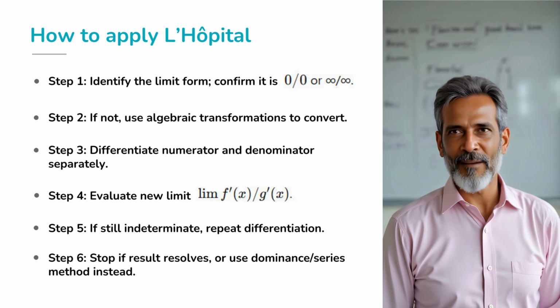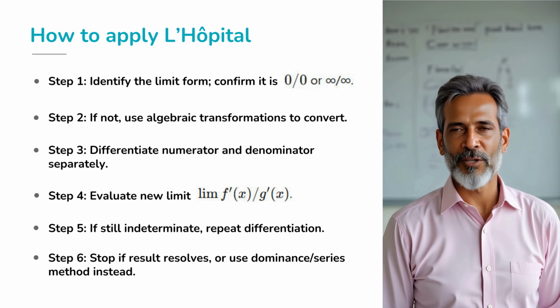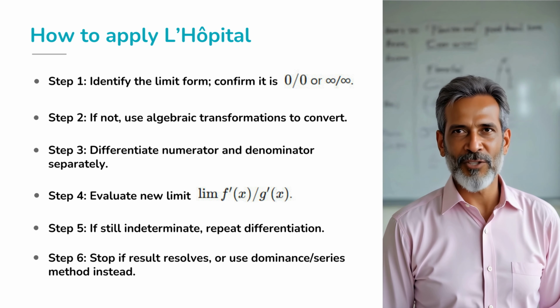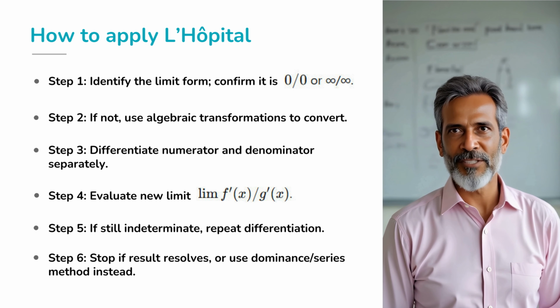Step 3, differentiate numerator and denominator separately. No quotient rule needed here, just differentiate top and bottom. Step 4, evaluate the new limit. Step 5, if the new form is still indeterminate, apply the rule again by differentiating once more. Step 6, if after all this it's still messy, then maybe L'Hopital isn't the best cook for this dish.